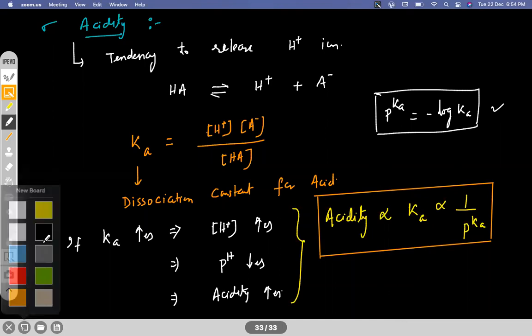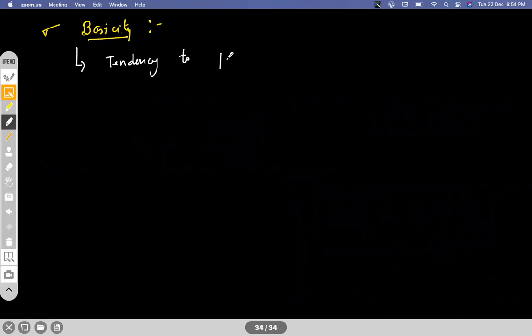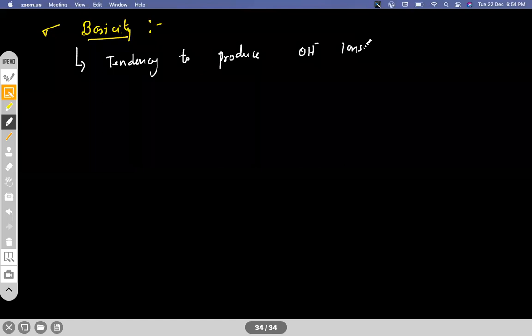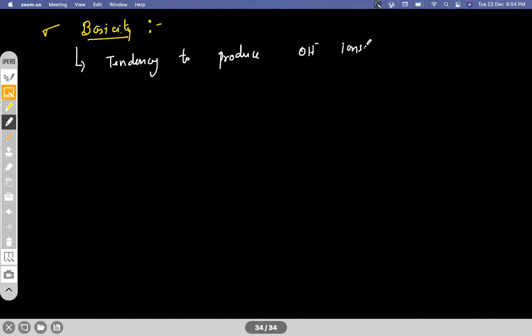Yeah. Next, you see basicity. Basicity is the tendency to produce OH minus ion. Tendency to produce OH minus ion. More OH minus ion, more will be the basicity. Okay.